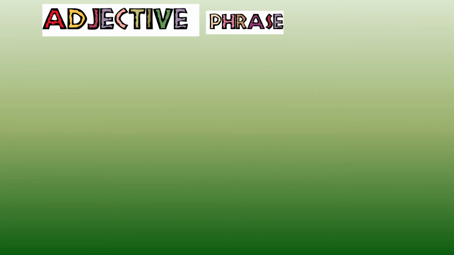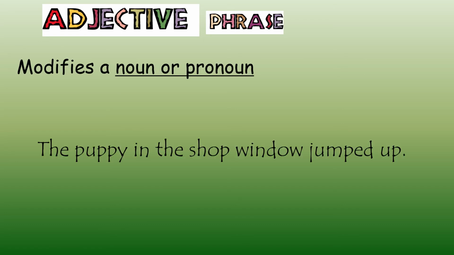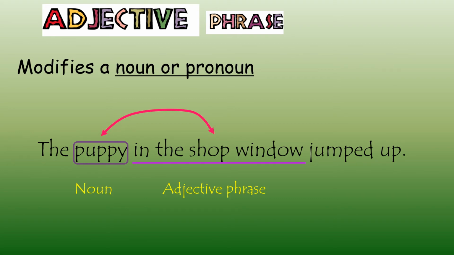Like adjectives, prepositional phrases can modify a noun or pronoun. Example, the puppy in the shop window jumped up. Can you tell me where the prepositional phrase is in this sentence? Yes, in the shop window. Look at the word before it. It's puppy and it's a noun. That's why in the shop window is an adjective phrase that modifies the noun puppy. It tells which puppy? Yes, the puppy in the shop window.